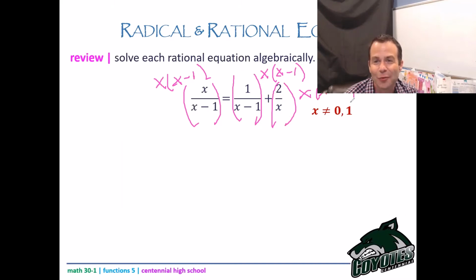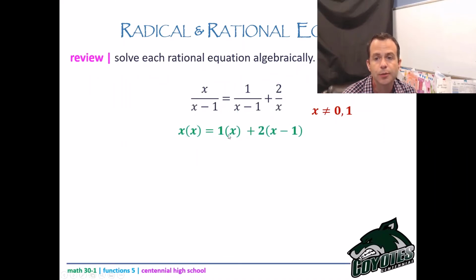Now when I do that, I'm just going to switch color here so you can see. For the first guy, my x minus 1s divide each other out, so I'll be left with x times x, which is x squared. In the second guy, my x minus 1s divide each other out, and I'll be left with 1 times x, which is x. And in the last guy, the x's will divide each other out, so I'm left with 2 times x minus 1. Okay, and that's what you see here. So x squared equals x plus 2x minus 2.